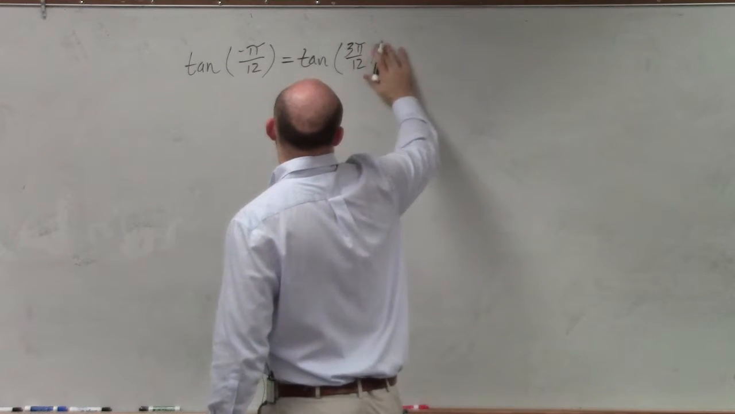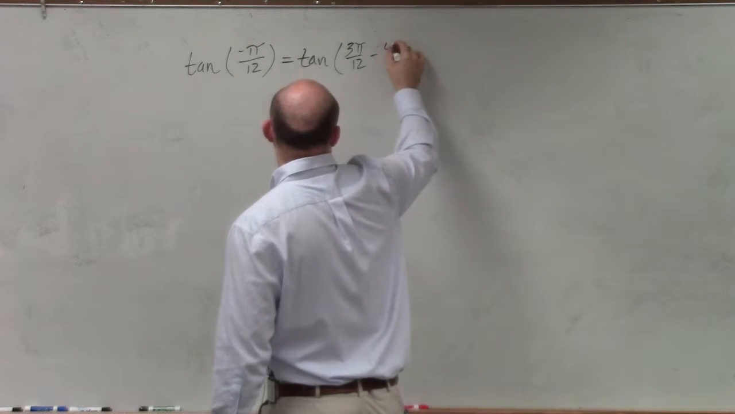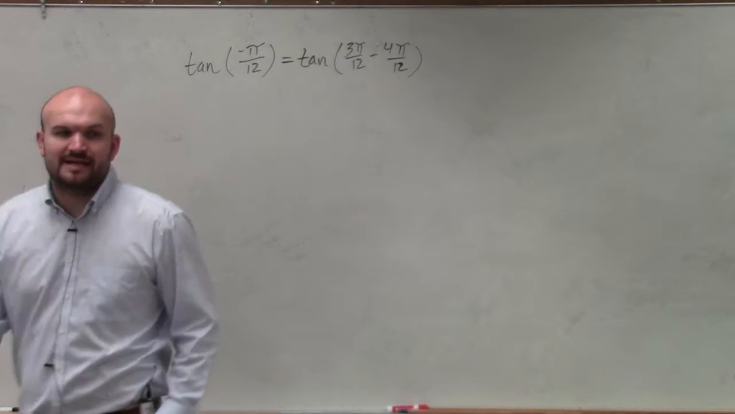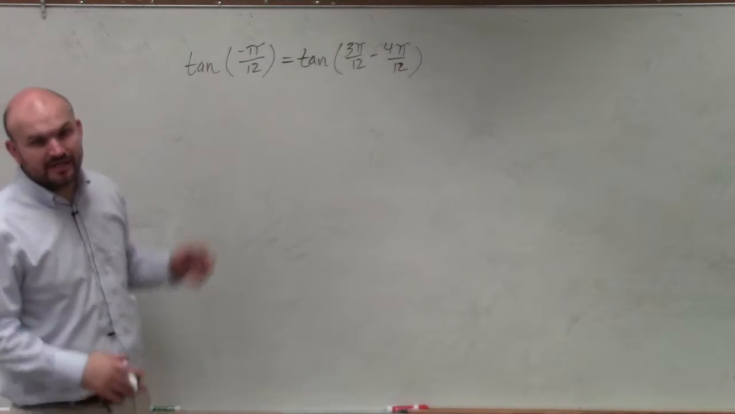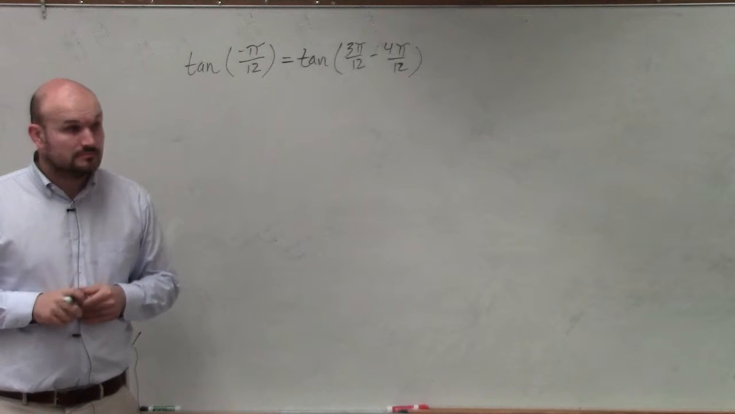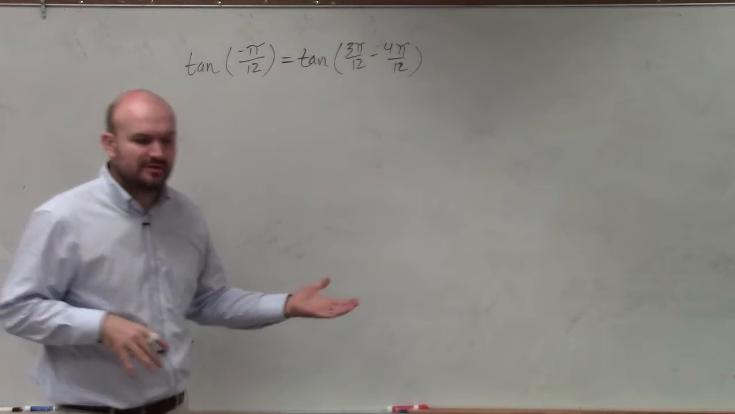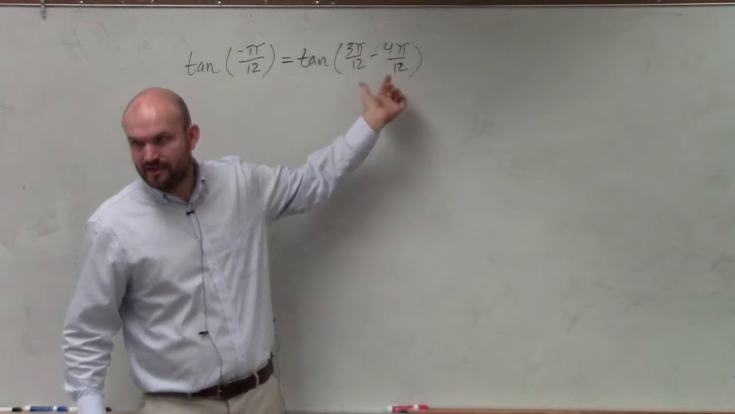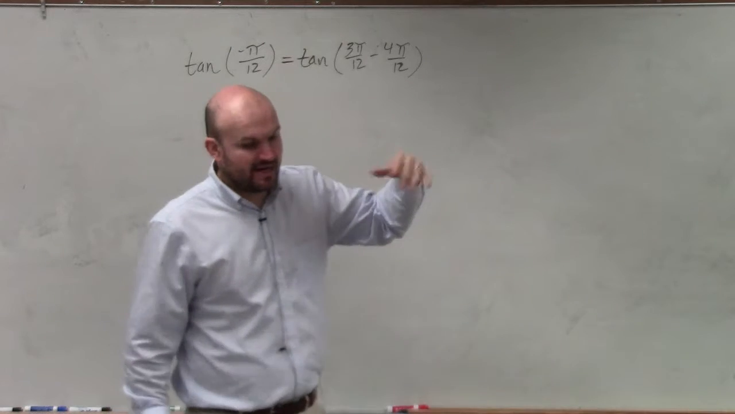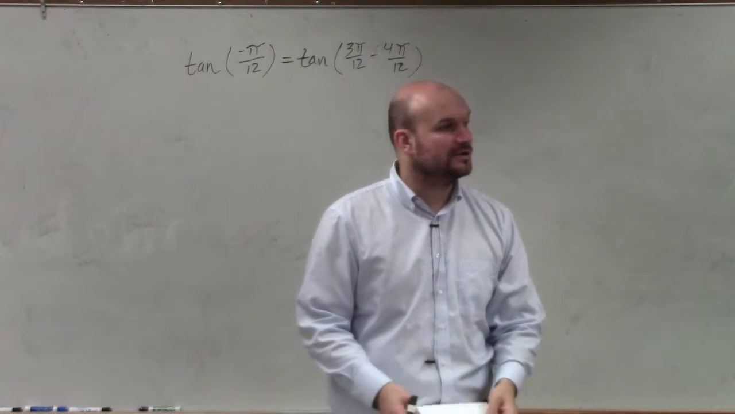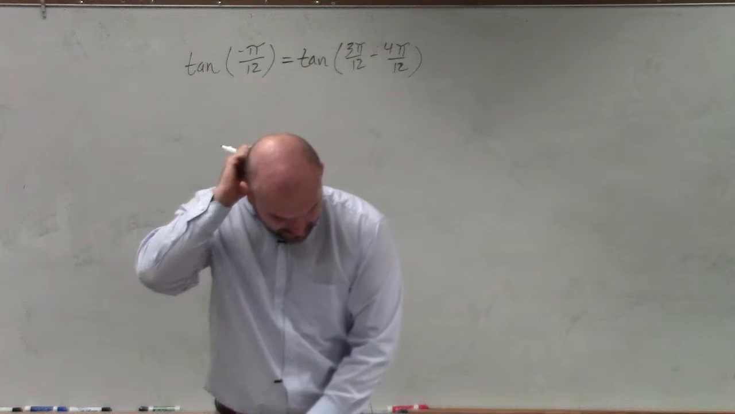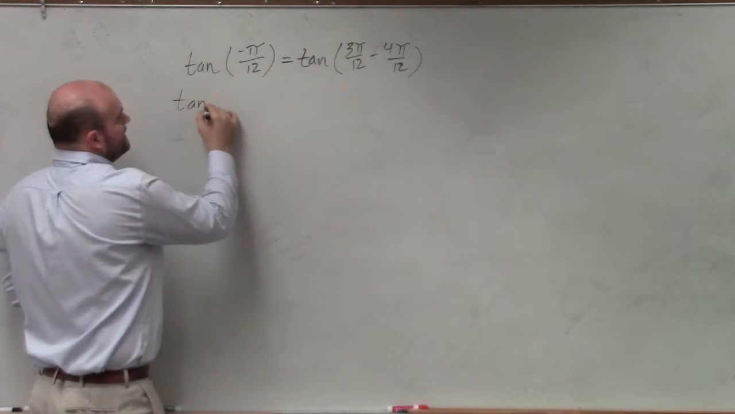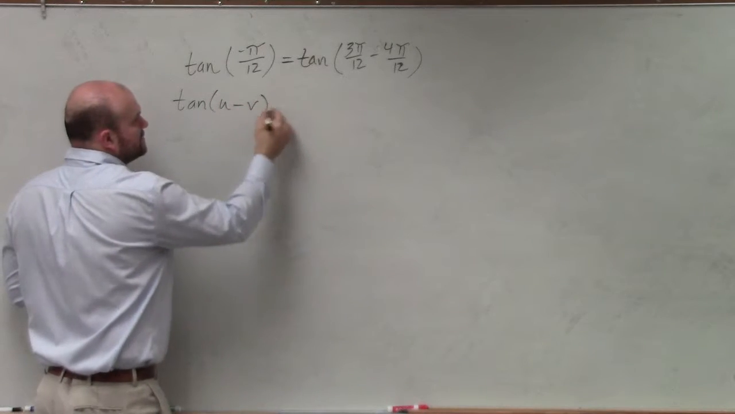So would you guys agree with me that 3 pi over 12 minus 4 pi over 12 is equivalent to negative pi over 12? Do you guys agree with that? Same. Now, I will tell you guys, for your tests and quizzes, you're not going to have to create these two angles. I will give you the sum or the difference, OK? So you're not going to have to figure that out. However, on your quiz, on your homework, though, that is one thing it does ask. So now you guys can see that basically we have the subtraction or the difference of two angles.